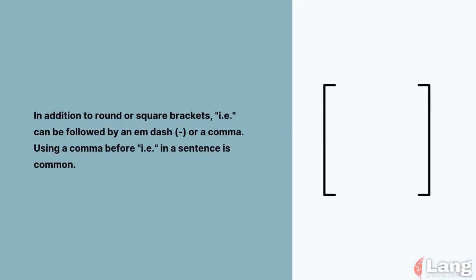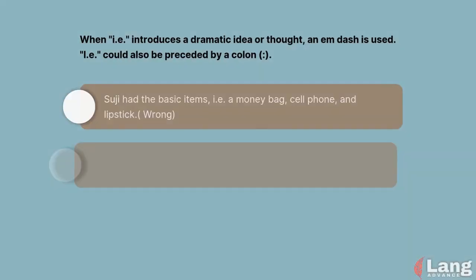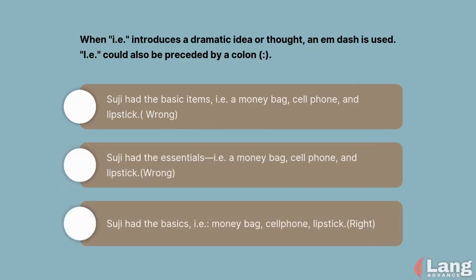In addition to round or square brackets, i.e. can be followed by an em-dash or a comma. Using a comma before i.e. in a sentence is common. When i.e. introduces a dramatic idea or thought, an em-dash is used. i.e. could also be preceded by a colon.